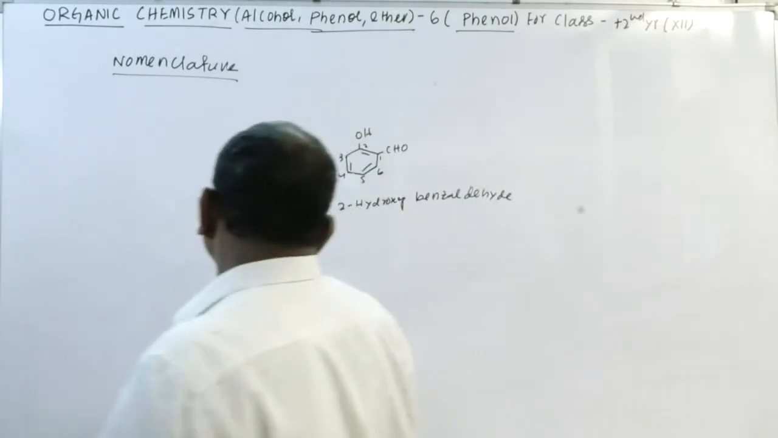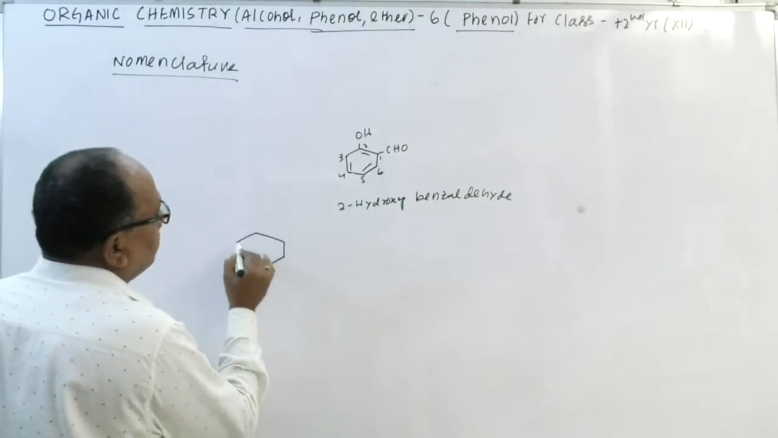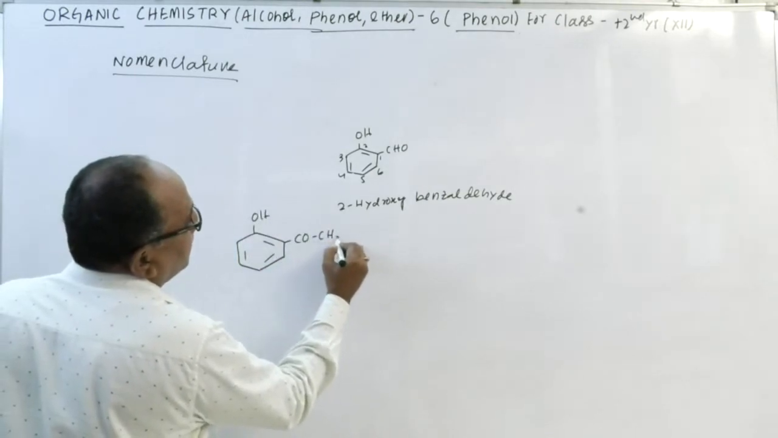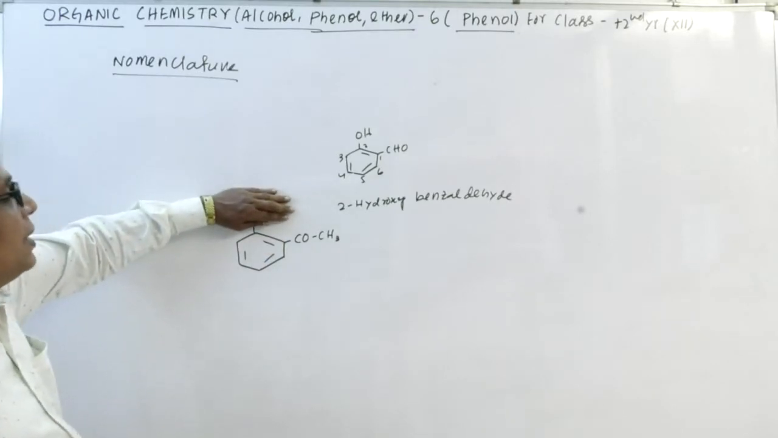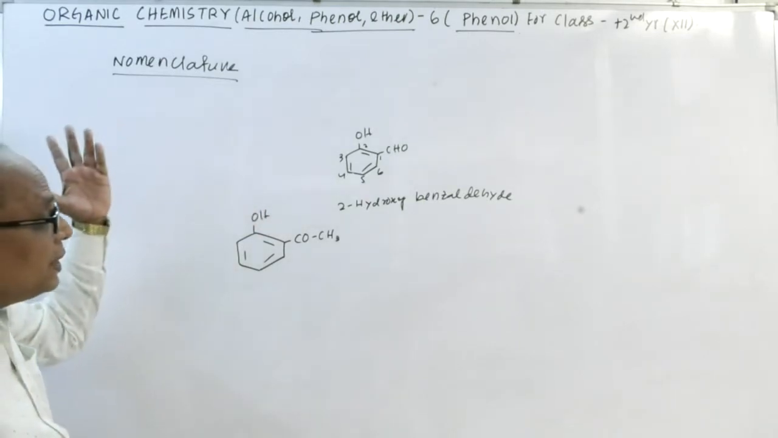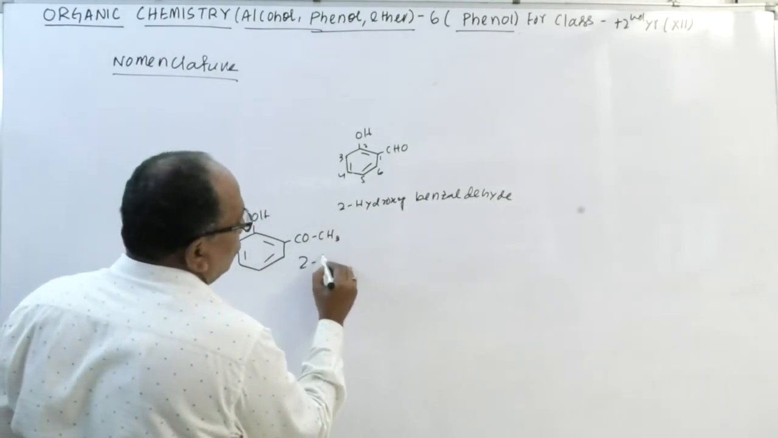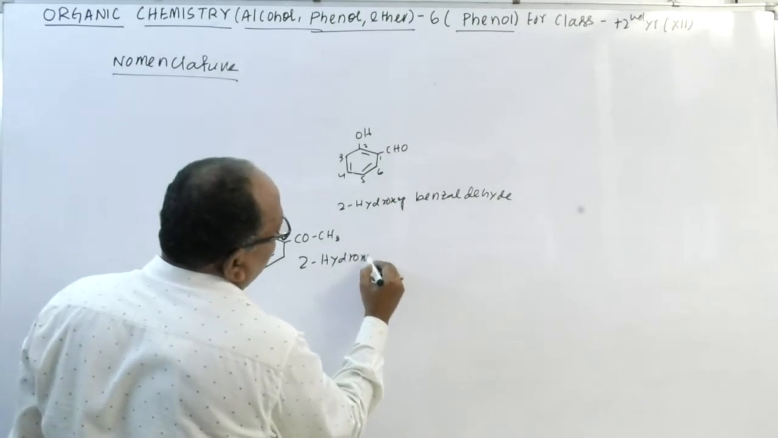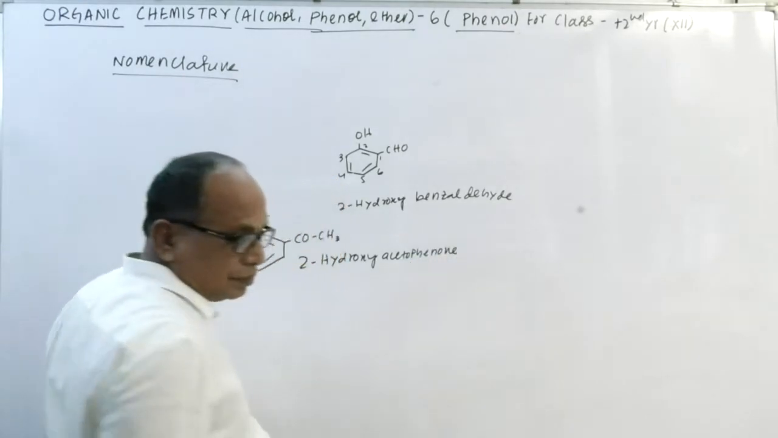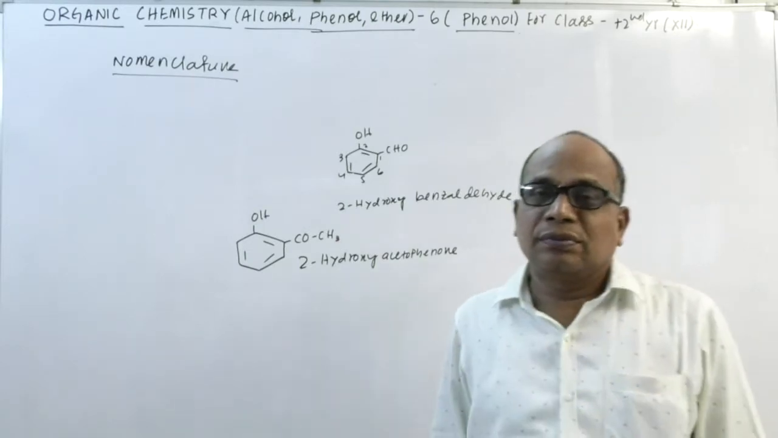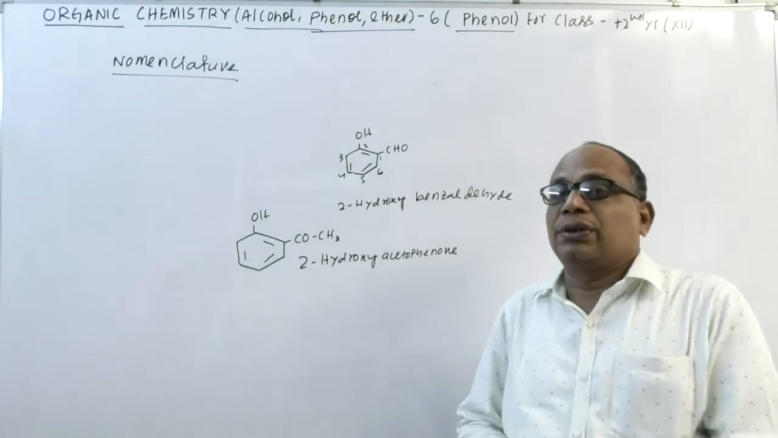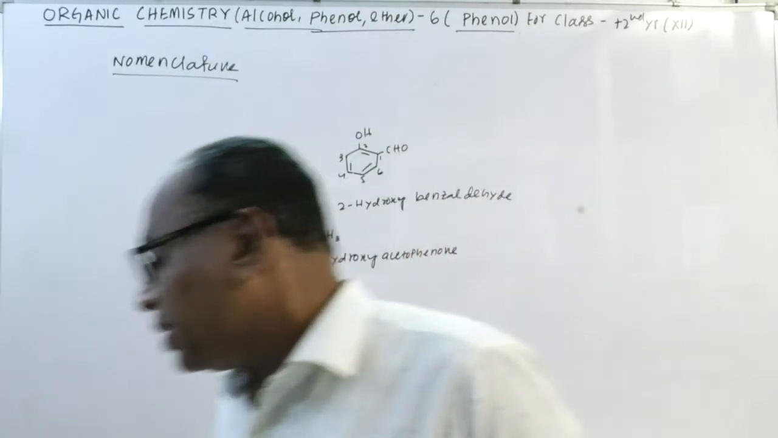Suppose I take this one. If the OH is not there, you can say it is acetophenone. What is called? Acetophenone. When the OH group is there, we can say this is 2-hydroxyacetophenone. Okay, these are the names of the phenols in the common system as well as the IUPAC system.